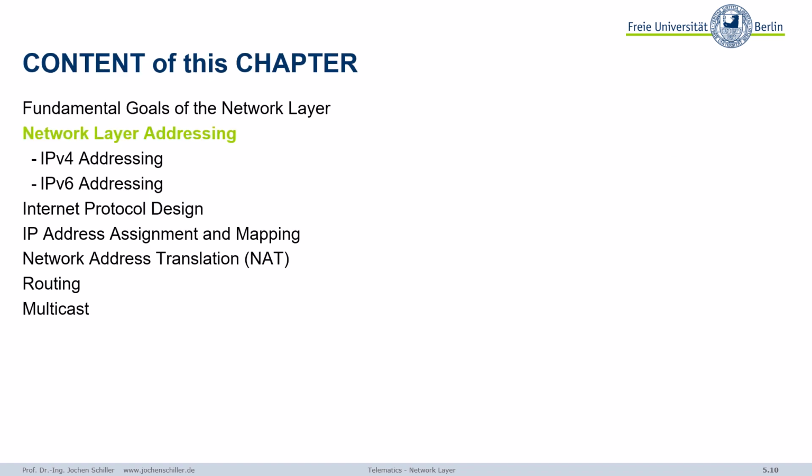So let's start looking into the details. First of all, we need addresses. We'll see how the classical IP version 4 works, and then we'll also have a look into IP version 6. Those are the two versions of IP running in the internet.